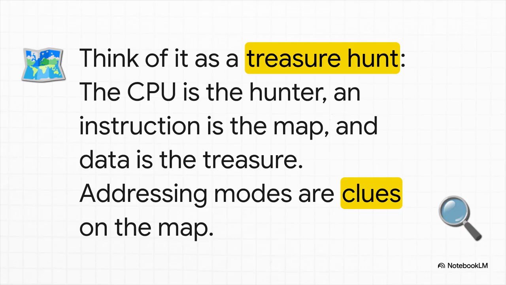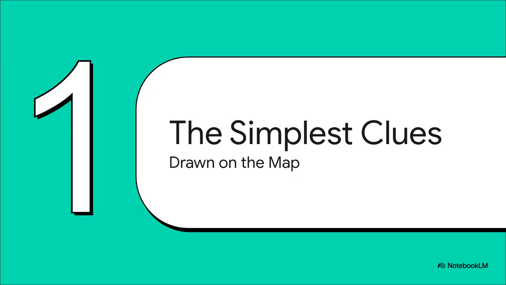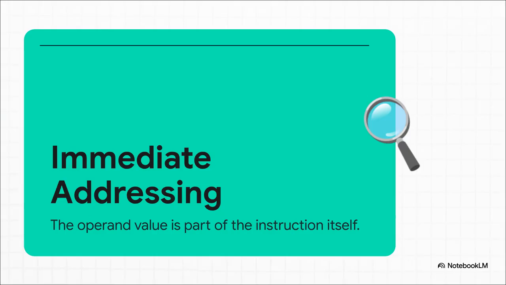Simple as that. So let's start with the easiest clues imaginable, the kind of clues where the treasure is basically just drawn right there on the map itself. This first one is called immediate addressing. And it's so simple because the treasure isn't even buried. It's right there, literally part of the map's instructions. The data the CPU needs is included directly in the command it receives.